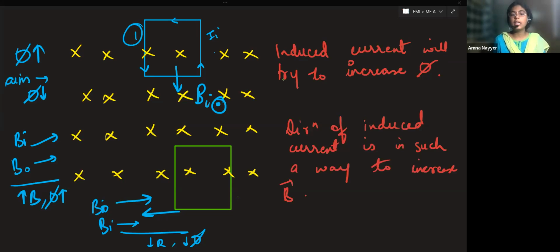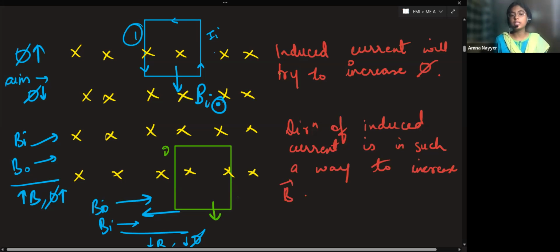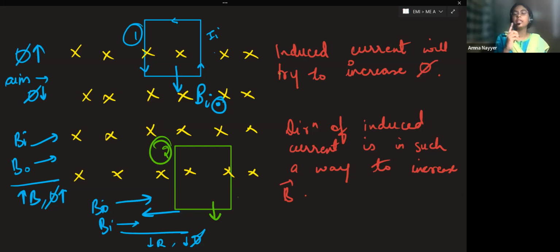Okay. Now this is moving outwards. This second loop is moving away. Find the direction of induced current. Try this. Same steps, same things. I'm waiting for your answer. Every child should try to answer. Even if it is wrong, I will correct you.